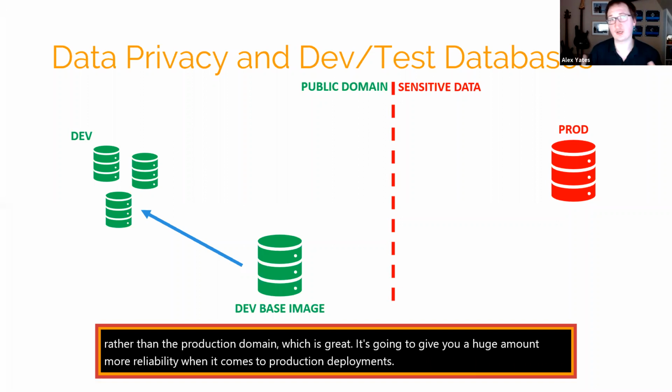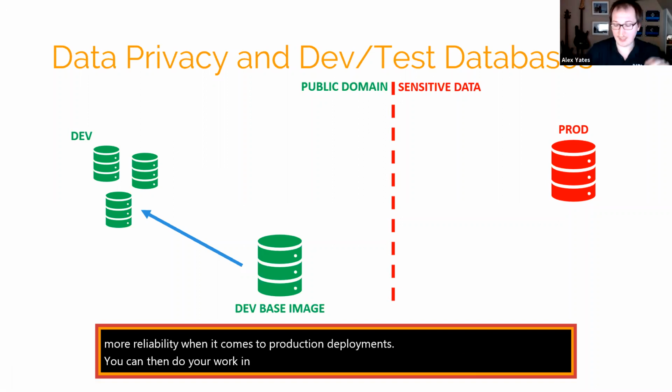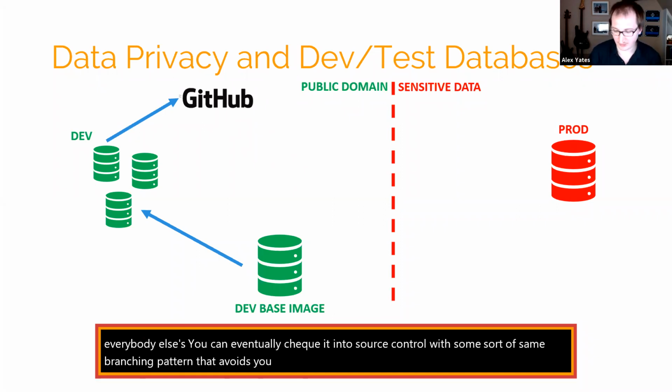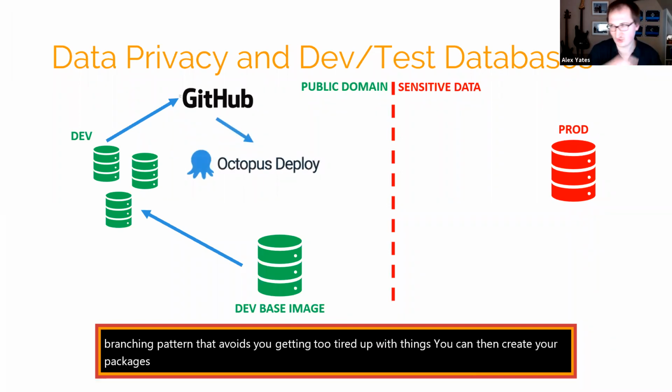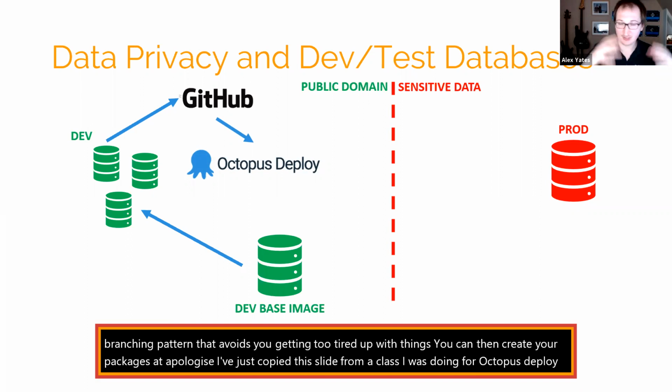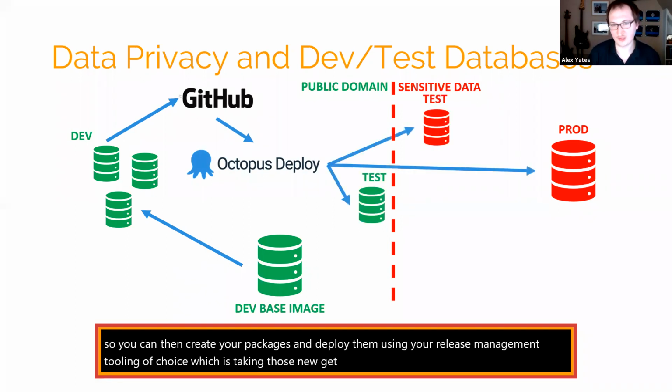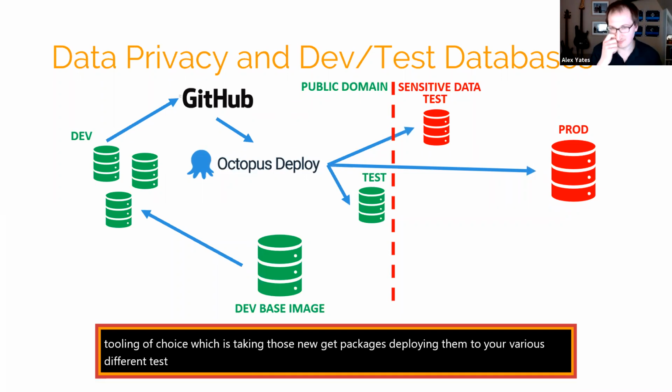You can then do your work in an isolated environment where you don't need to worry about everybody else's. You can eventually check it into source control with some sort of sane branching pattern that avoids you getting too tied up with things. You can then create your packages. I apologize, I've just copied this slide from a class I was doing for Octopus Deploy. So you can then create your packages and deploy them using your release management tooling of choice, which is taking those NuGet packages and deploying them to your various different test and production environments. And there you have the whole cycle.